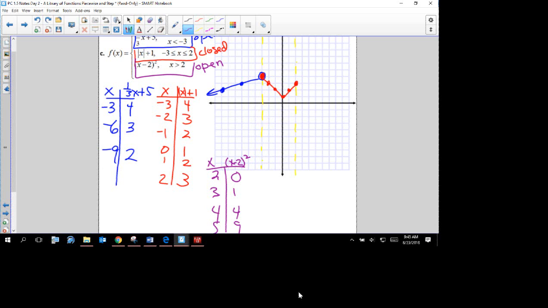So (2, 0) is open. (3, 1). (4, 2)... (5, 9). Oh, I put the 9 in the wrong place. So that's a piecewise function. That's it.